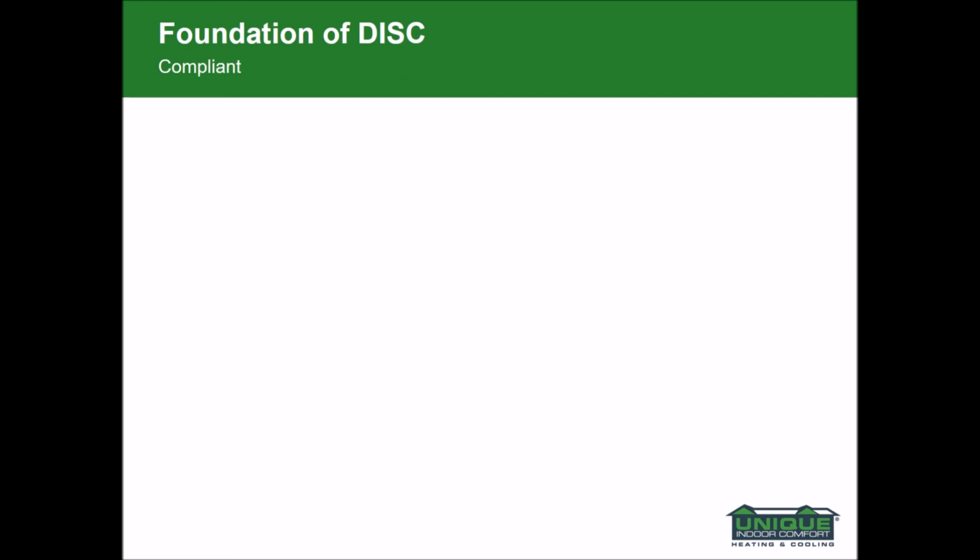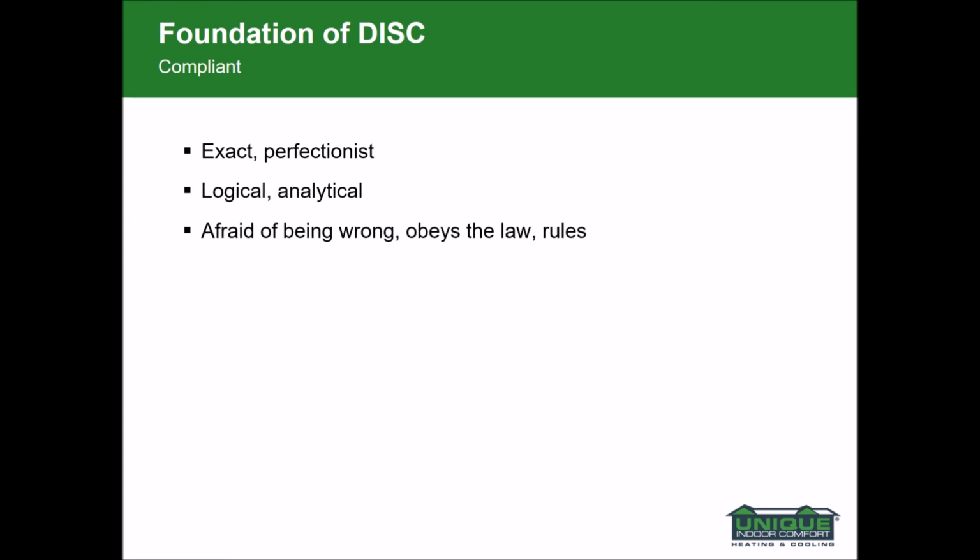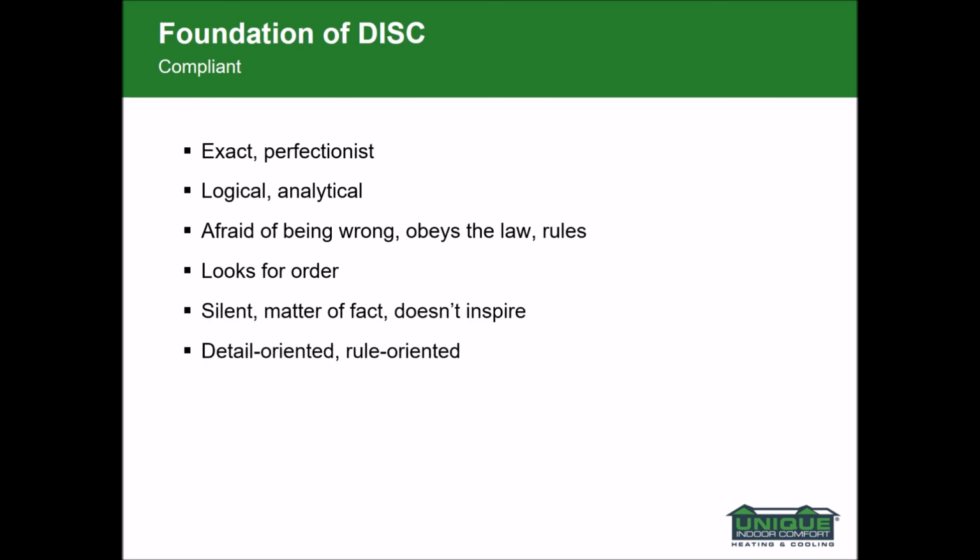Finally, let's discuss how to communicate with high C's or compliance. High C's are very exacting, in fact, perfectionists. They're logical and analytical and are nervous about being wrong. They obey laws and all rules. They look for order. They often can be silent, matter of fact. They follow the rules, avoid risks, and can be diplomatically polite.